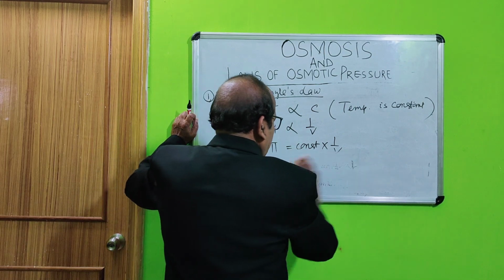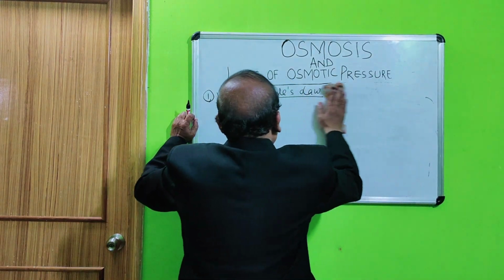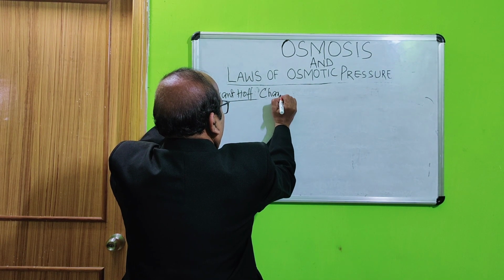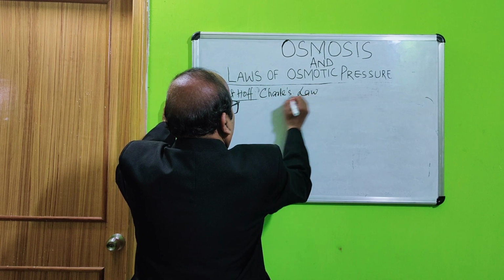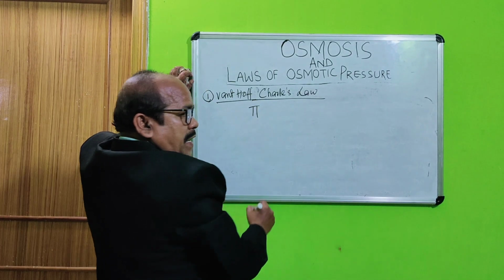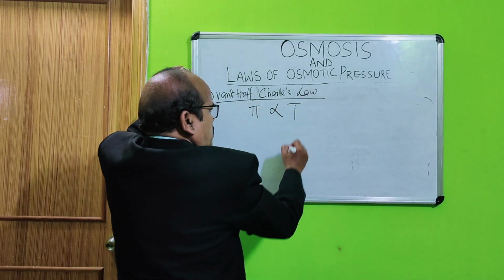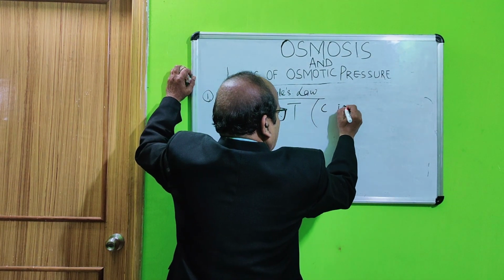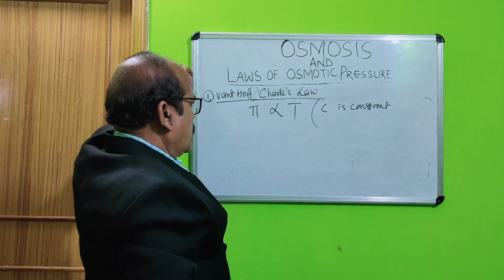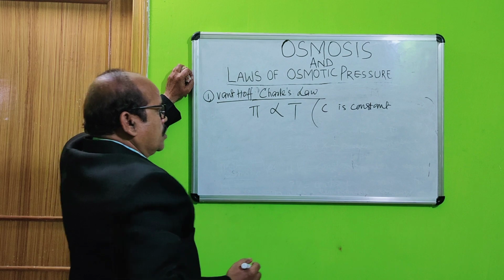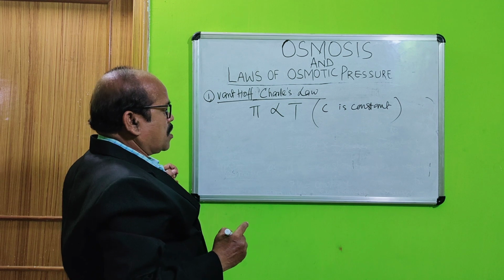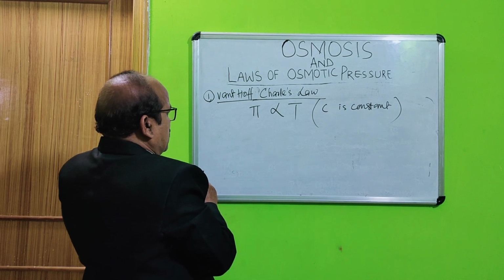Now the second law is Van't Hoff's Charles's law. Here the osmotic pressure pi is directly proportional to the absolute temperature T when concentration C is constant. This is equivalent to Charles's law in gases. Now, combining these two laws, Van't Hoff's Boyle's law and Van't Hoff's Charles's law, I shall tell you here.